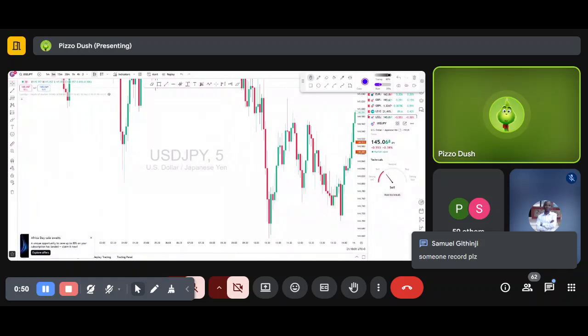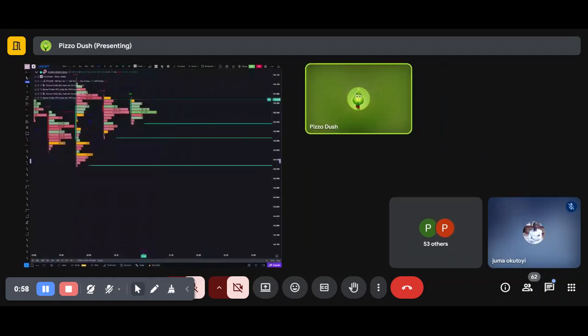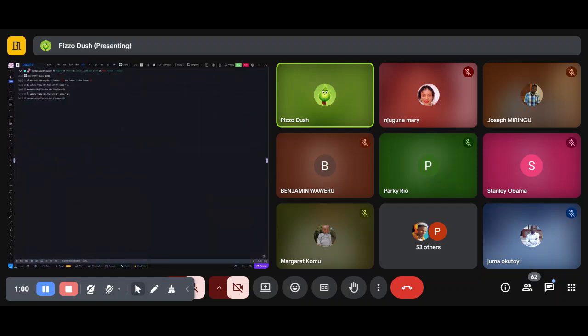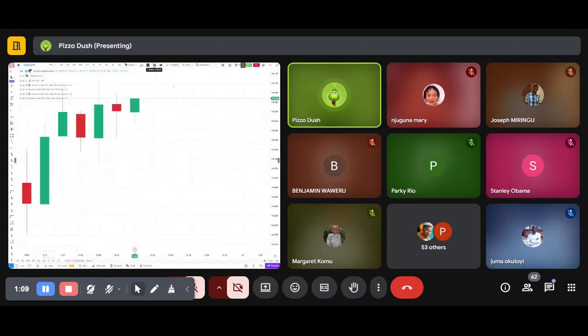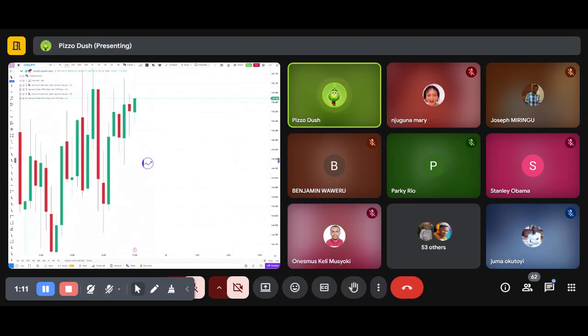The footprint charts. Let's go to the footprint charts now. And this is our USDJPY footprint chart. Let's use the light mode. So this is the USDJPY footprint chart. Let's go to 5 minutes.